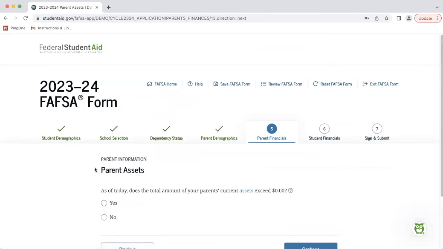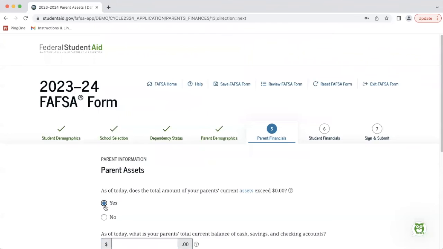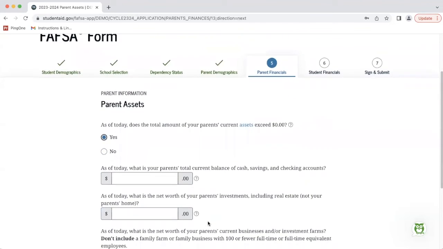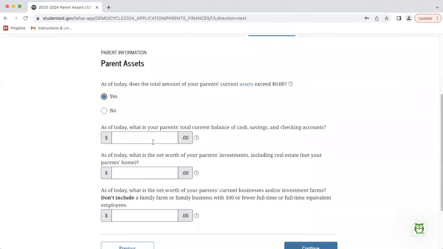Now the FAFSA goes into parent assets. Now, up until this point, all of the income and tax questions were based on 2021 information. But now, if you notice, it's asking as of today. It wants to know if our total current assets exceed $0. Now, when you complete the FAFSA, it may have a different number than that. If you put yes to that question, it will then continue with 3 additional.